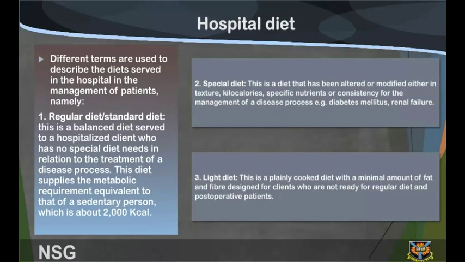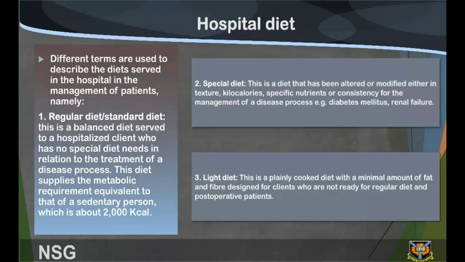Hospital diet. Different terms are used to describe the diet served in the hospital in the management of patients, namely regular diet or standard diet. This is a balanced diet served to a hospitalized client who has no special diet needs in relation to the treatment of a disease process. This diet supplies the metabolic requirements equivalent to that of a sedentary person, which is about 2000 kilocalories.